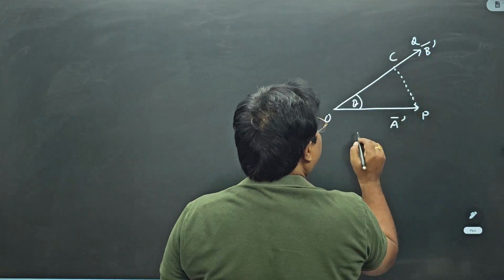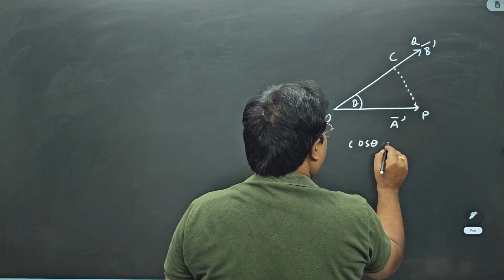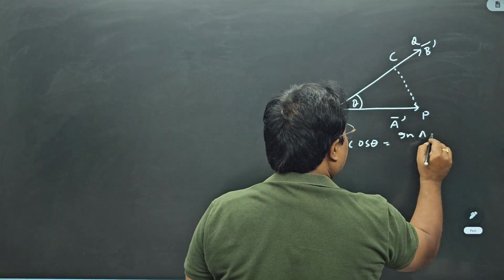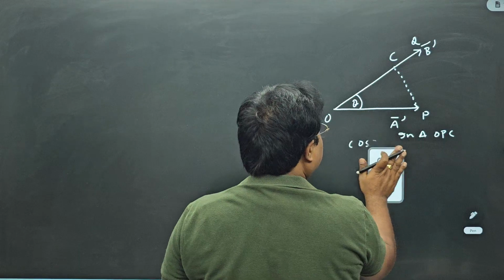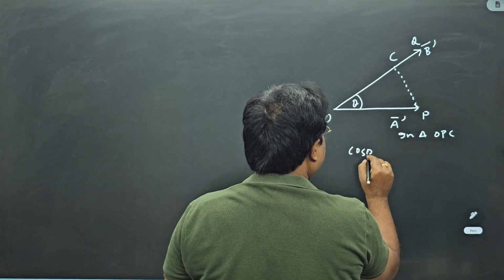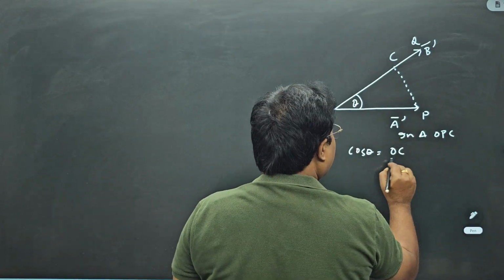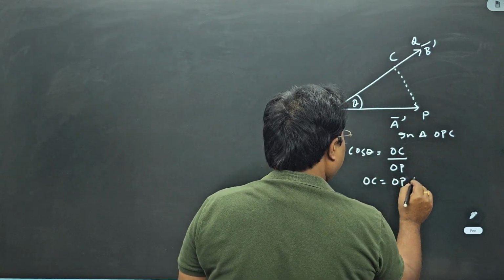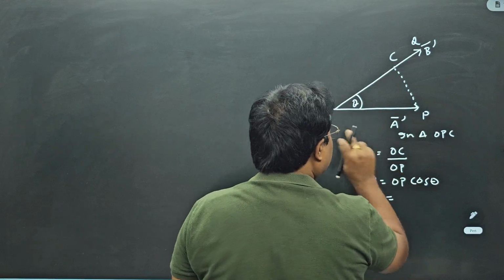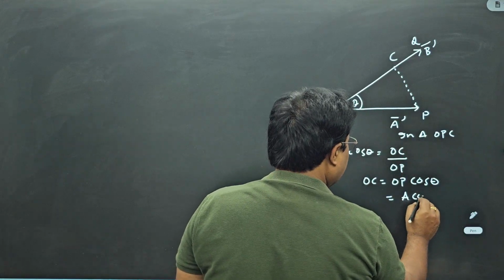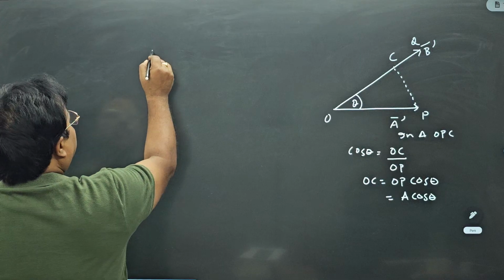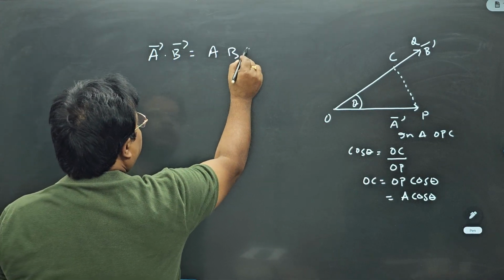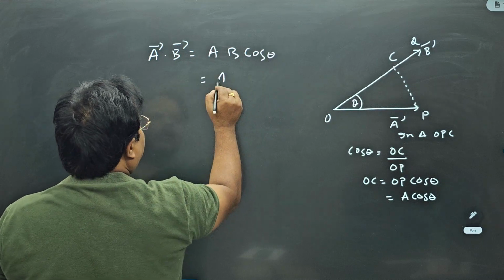Can I write cos theta in triangle OPC? Cos theta is equal to base by hypotenuse. Base is OC and hypotenuse is OP. Then OC is equal to OP cos theta. What is OP? The magnitude of A vector, so OC is equal to A cos theta. Now you tell me, my dear students, A dot B is equal to what we have read just now, AB cos theta. Can I write A cos theta into B?